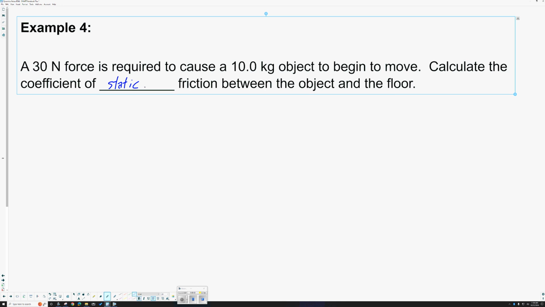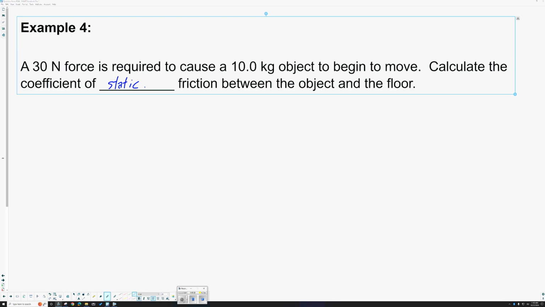Now, what is this 30 newtons? Well, that's an applied force. But that's not the force that's required to keep it moving at a constant speed. It's not moving at a constant speed. It's not remaining at rest. It's starting to move. We're not in a state of equilibrium here. This is not the force of friction that corresponds to the force of kinetic friction.